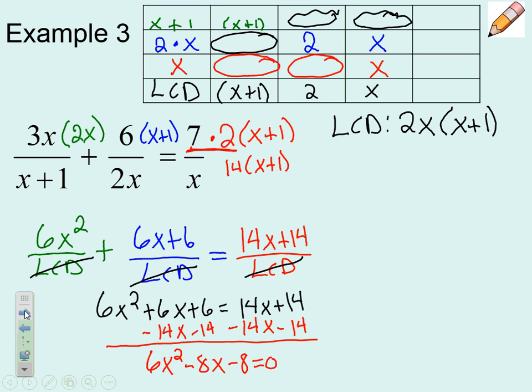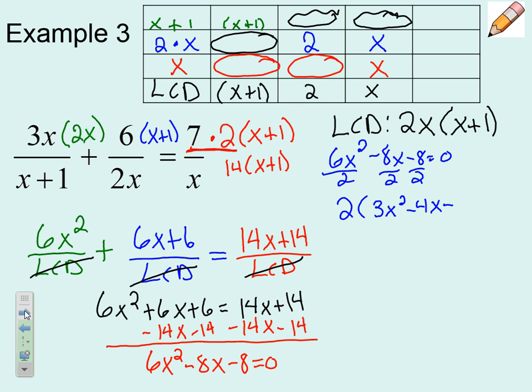Now, if I look at this problem, first thing I see is that I can take out a greatest common factor. So if I have this 6x squared minus 8x minus 8 equals 0, I can take a 2 out of each one of these. So I'm going to have 2 times the quantity 3x squared minus 4x minus 4 equals 0.